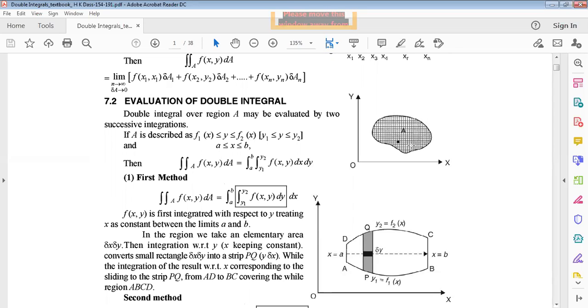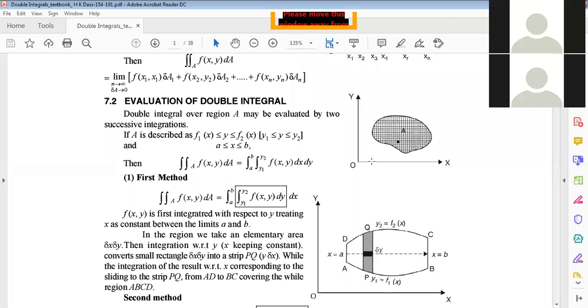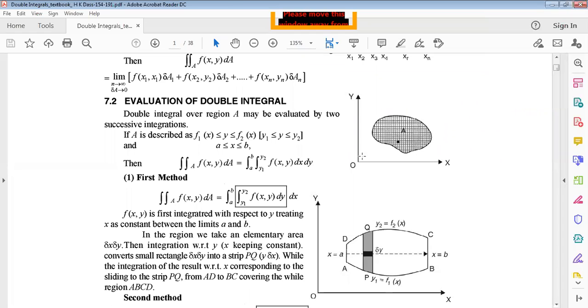Suppose this is the whole area and A is the whole region. If it lies between the x-axis and y-axis, that means the first quadrant, then you have to describe it. Suppose there is a point here and another point here. If we join this, then the first function is less than or equal to y less than or equal to the second function, that means y lies between y1 and y2, and x lies between a and b. Then this integration will give the limit.